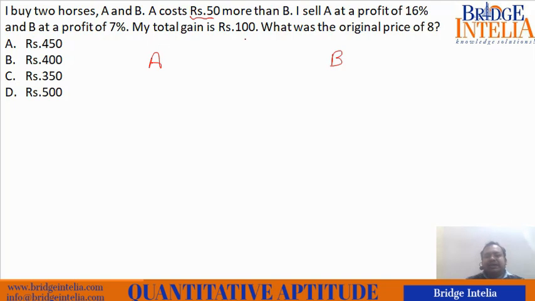My total gain is rupees 100. So assume, now what is he saying? He buys two horses, A costs rupees 50 more than B. So I am assuming that he bought B for 100x. So that means he bought A for rupees 50 more than this. So he bought A for 100x plus additional 50 rupees. So these both figures are the cost price.